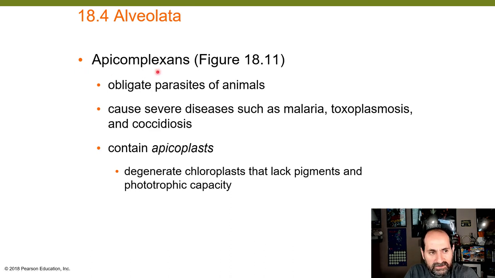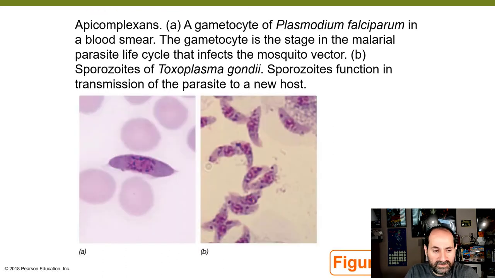Let's talk about Apicomplexans next. Again, a type of Alveolata. These are obligate parasites of animals. So that means that they are always parasites of animals. They cause severe diseases such as malaria, toxoplasmosis, and coccidiosis. They contain an apicoplast. Apicoplasts are degenerate chloroplasts that lack pigments and phototrophic capacity. So basically, a vestigial chloroplast that no longer functions for photosynthesis.